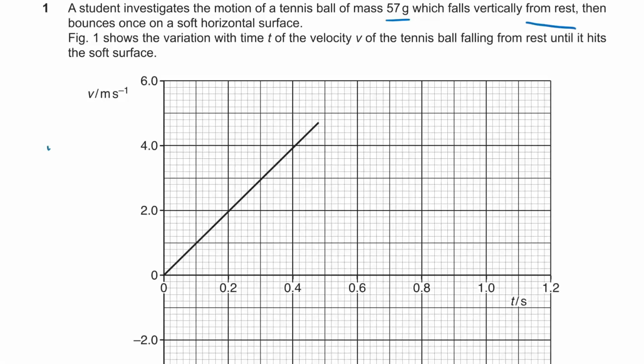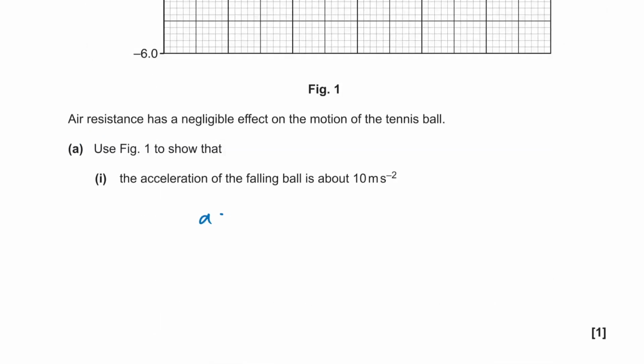Well, we know that acceleration is equal to rate of change of velocity. Therefore, we should find the gradient of this line. Make yourself a nice big triangle, choose a nice point. So I'm going to say that's 3.9 and then 0.4. Therefore, acceleration is equal to 3.9 divided by 0.4, and that gives me 9.75, which we know is very close to the real value, but that is close to 10.